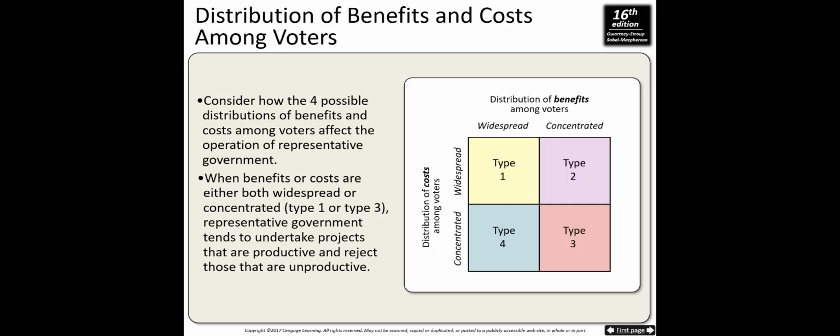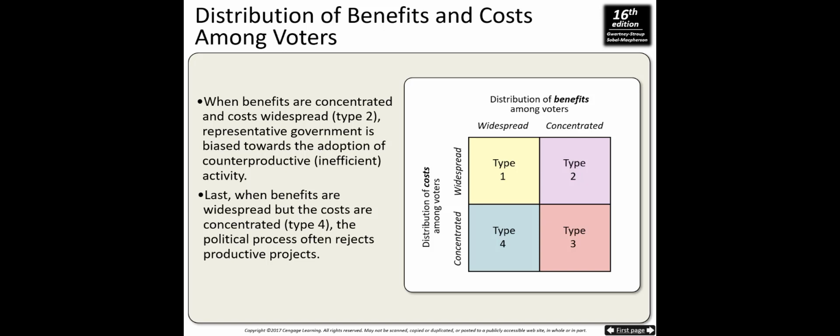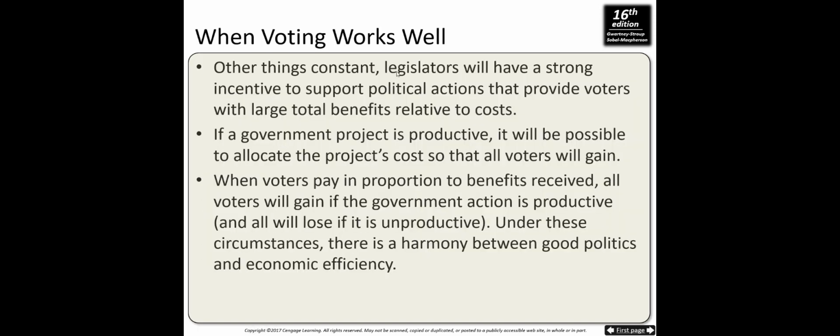When benefits and costs are either both widespread or both concentrated, which we are talking about in type 1 or type 3, representative government tends to undertake projects that are productive and reject those that are unproductive. When benefits are concentrated and costs widespread, which is type 2, representative government is biased towards the adoption of counterproductive, inefficient activity. And last, when benefits are widespread but the costs are concentrated, which is type 4, the political process often rejects productive projects. So other things constant, legislators will have a strong incentive to support political actions that provide voters with large total benefits relative to costs.